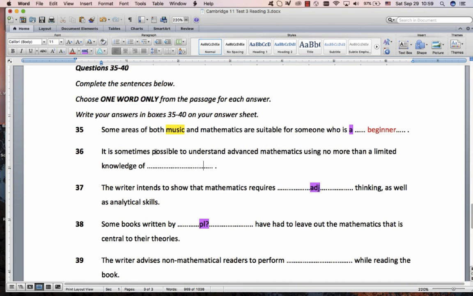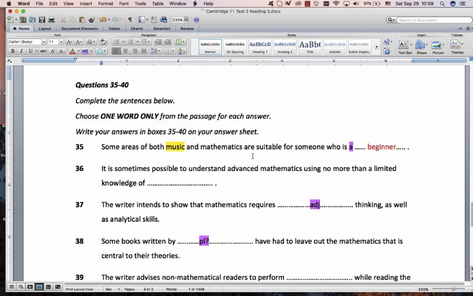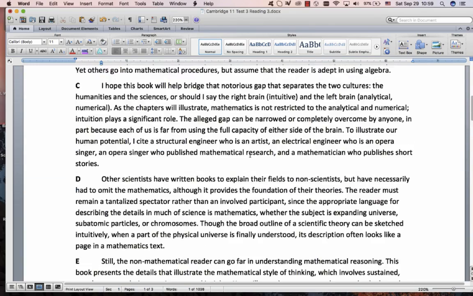Right, next: "It is sometimes possible to understand advanced mathematics using no more than a limited knowledge of..." So I would be looking for something to do with "advanced" and something about limited knowledge. This is an important word to know, "limited". If something is limited, it means there is not a lot of it. Right, so let's see if we can find "advanced" and "not a lot".